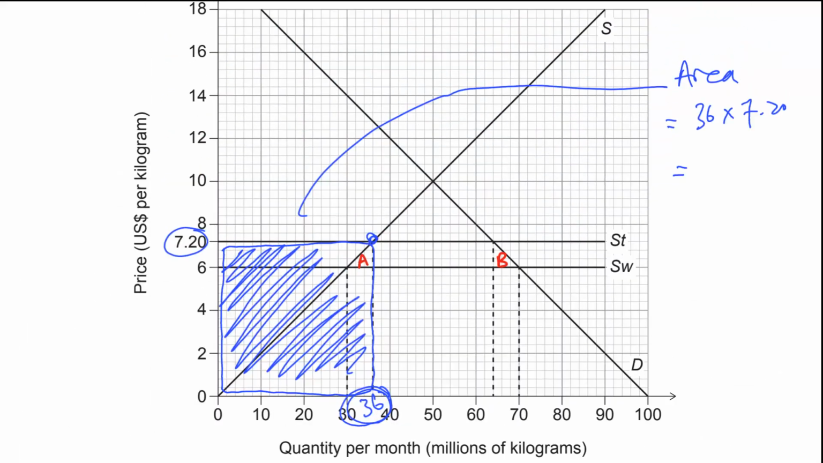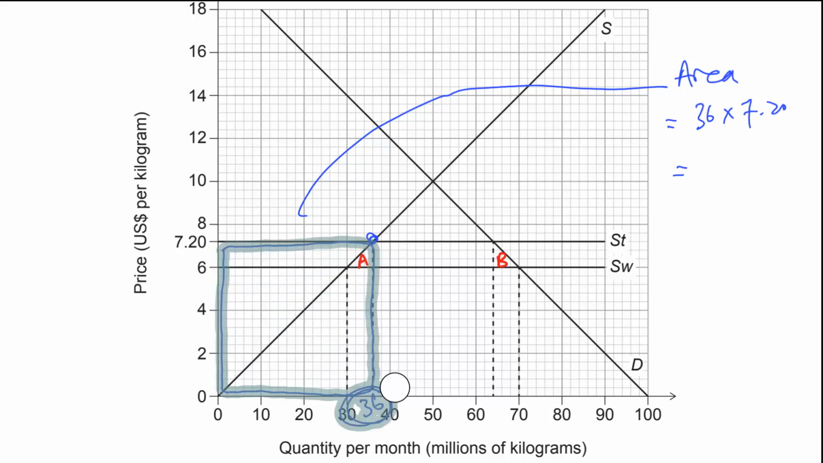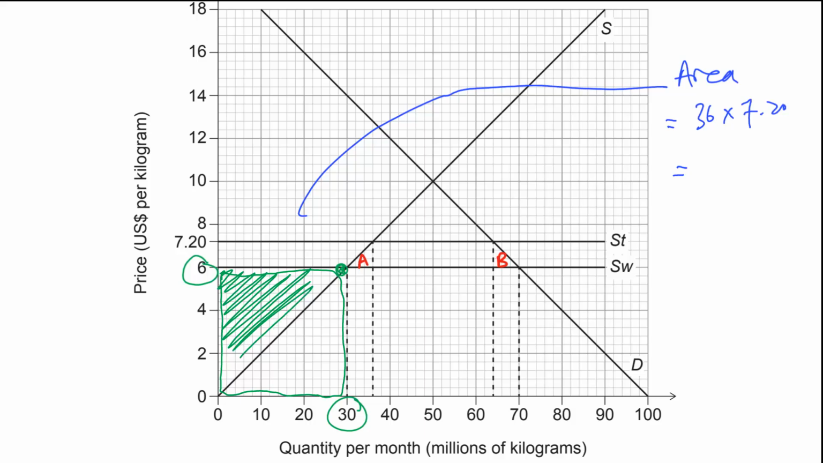Once we do remove the tariff, and I'm going to use a different color, Turkish producers are going to be producing 30 million kilos at $6, because that's now the new world price, right? So they have to produce at that price if they want to remain competitive in their own market. So essentially that area has now shrunk. We no longer have 36 by 7.20, we have a base of 30 multiplied by 6.